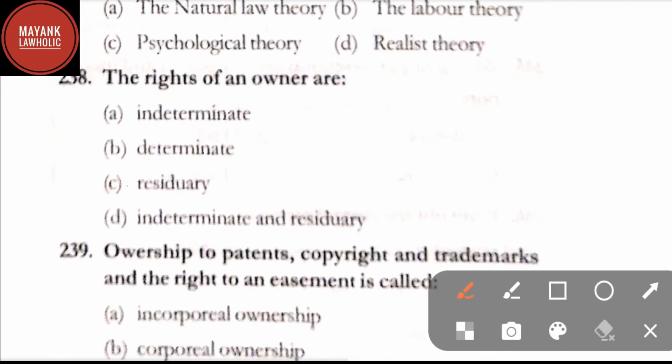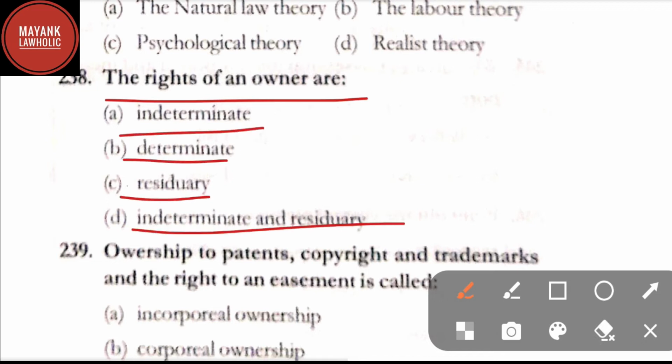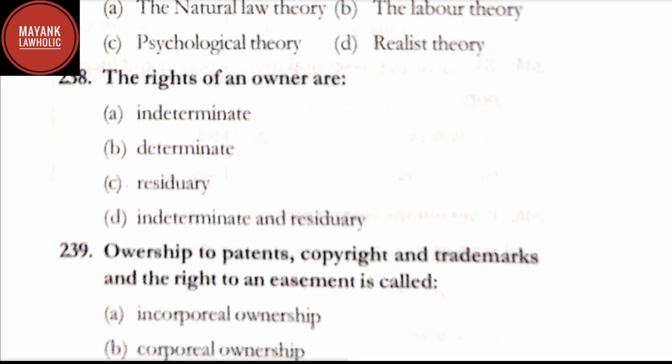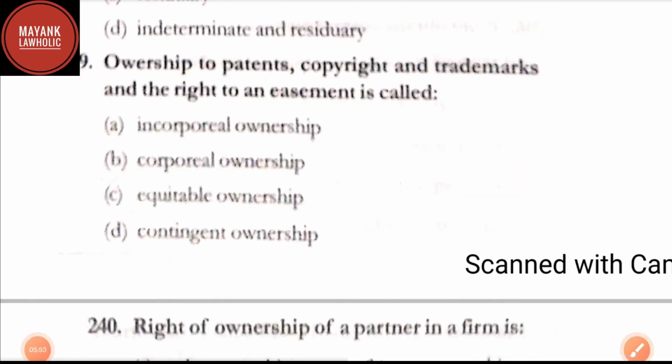Question number 238. The rights of an owner are indeterminate, determinate, residuary, and indeterminate and residuary. Here in question number 238, the correct answer is option C, that is residuary. The rights of an owner are residuary. Question number 239.